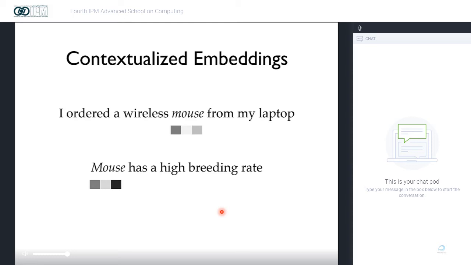For instance, we need a representation for mouse, a vector for mouse, or a model that provides a representation for mouse that changes the representation based on the context in which the word is used. For instance, a different representation here for the computer mouse, and it again gets adapted to this new context here in which the rodent, the animal, is being used.